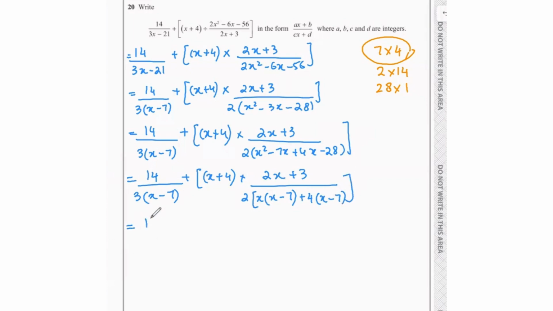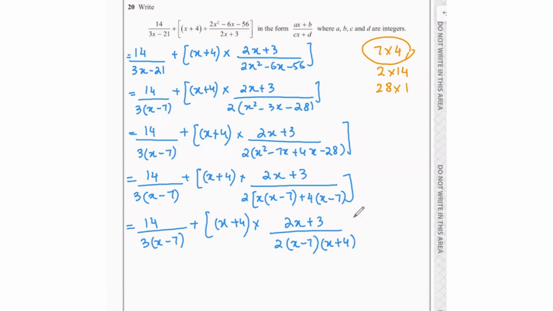So now, as you can see, we can further factorize it by taking x minus 7 common, because that's common between x and positive 4. So that's going to be 2 times x minus 7 times x plus 4. So now if you look over here, we can cancel out the x plus 4 and x plus 4 because they're being divided now.